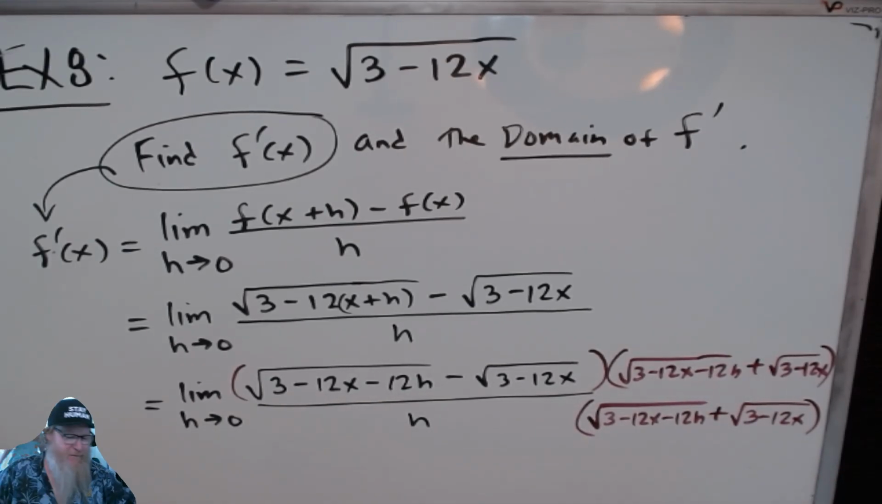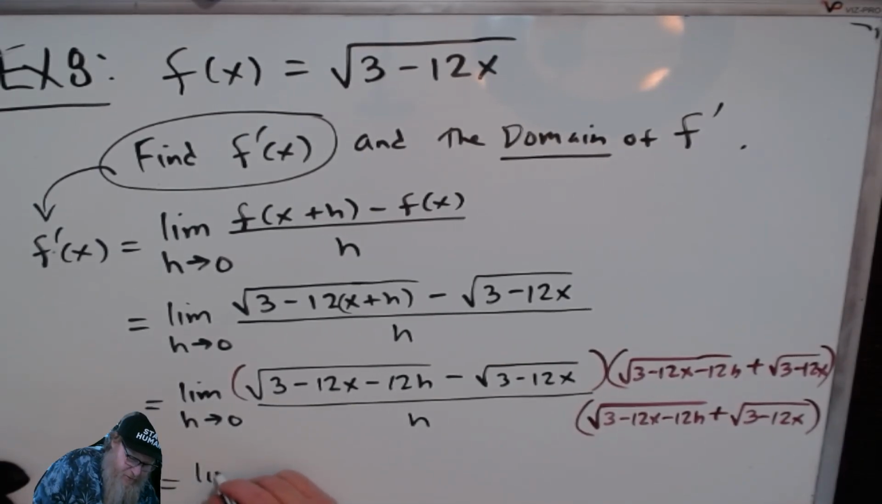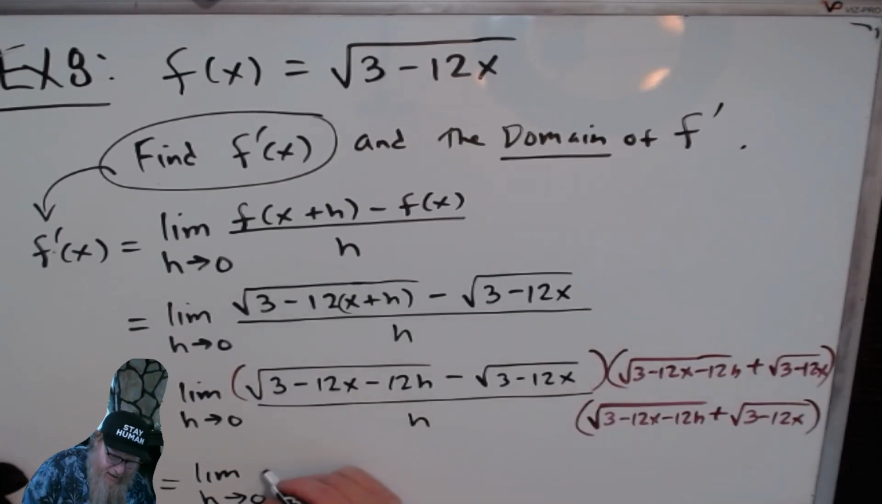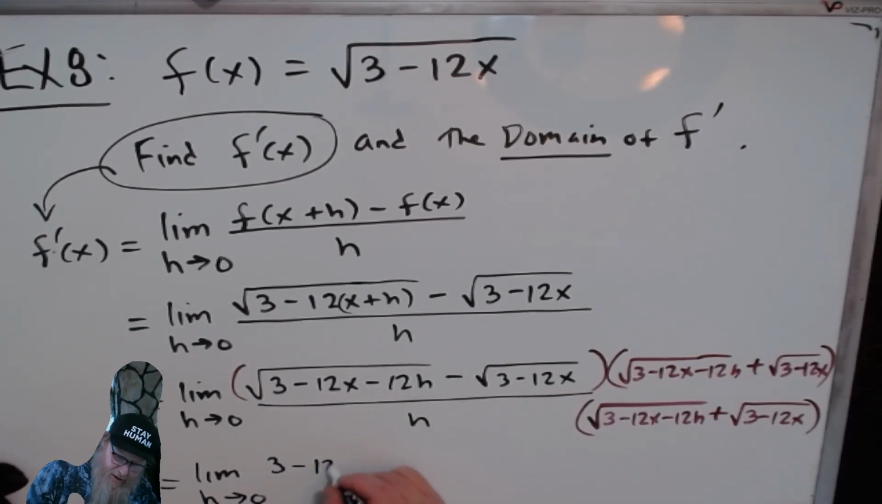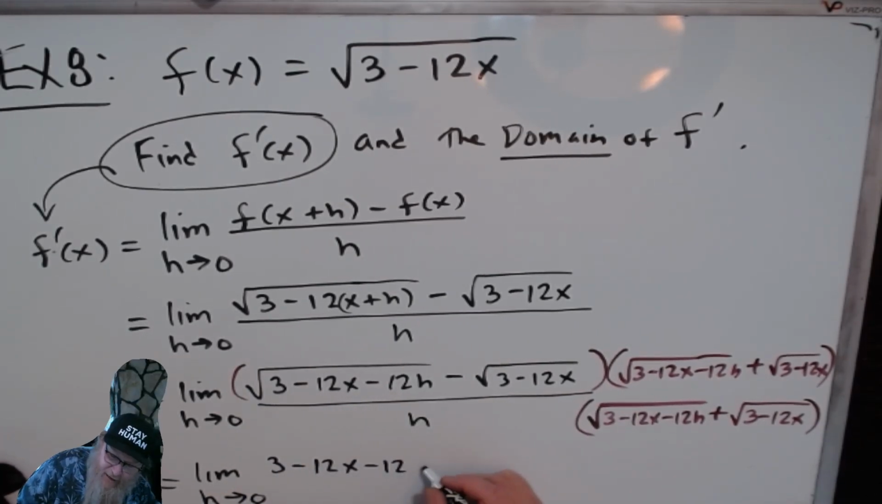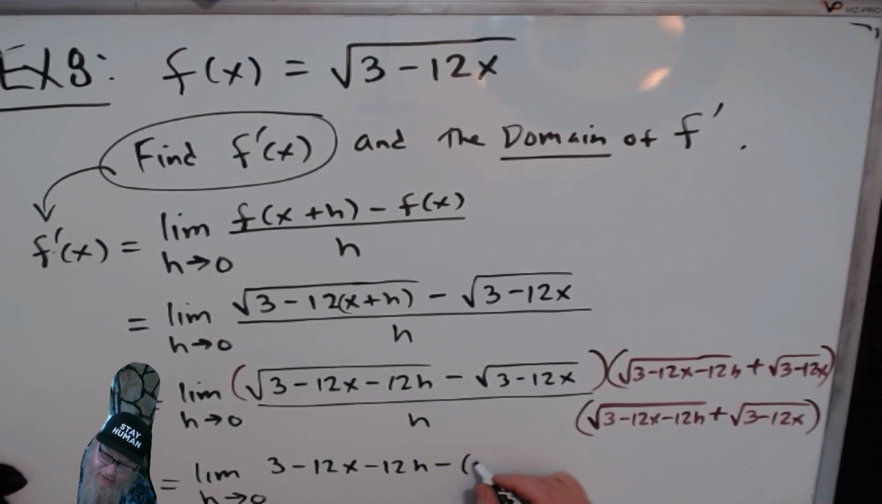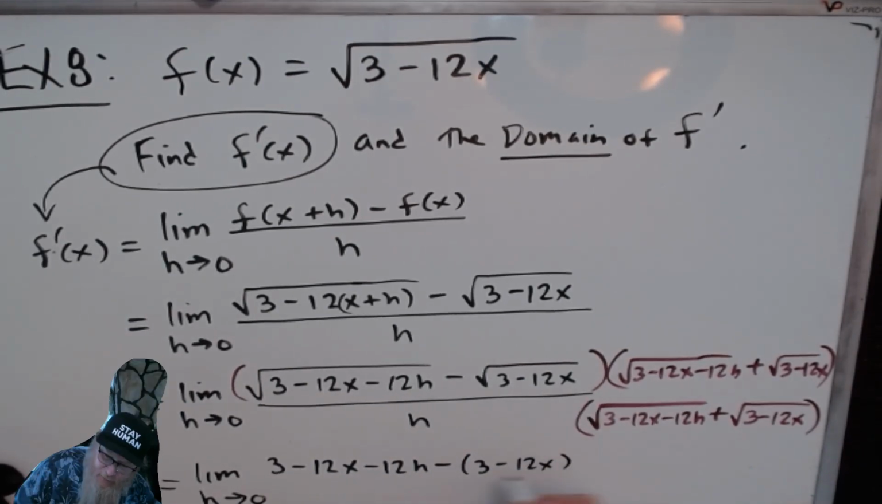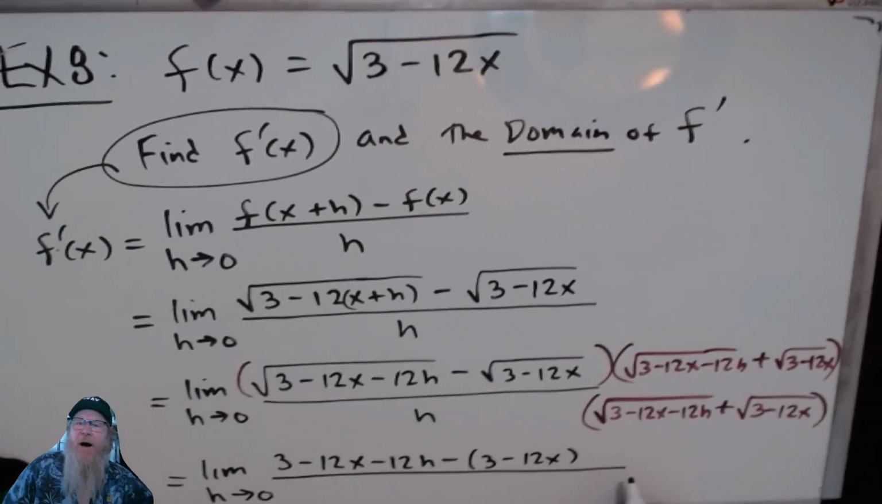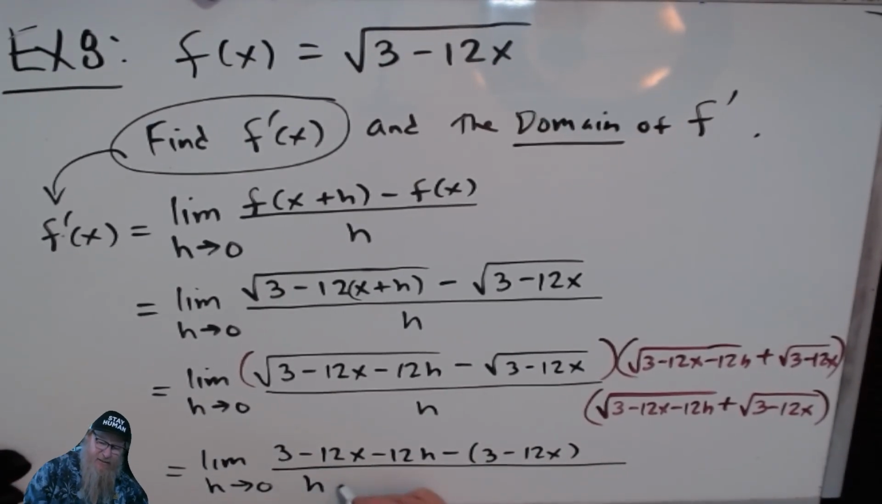If you're having deja vu, it's because we've done this before. The limit as h goes to 0. Go ahead and do the top. You're going to get 3 minus 12x minus 12h minus 3 minus 12x in parentheses. The bottom is going to be a mess, but that's okay. It'll clean up nicely later.